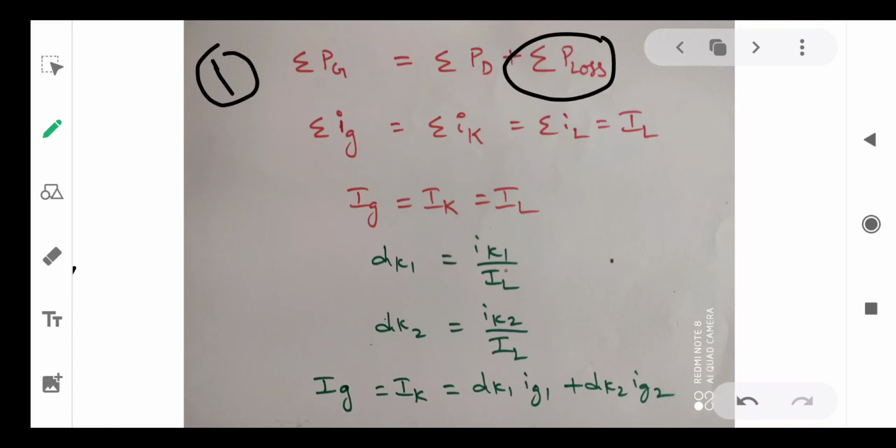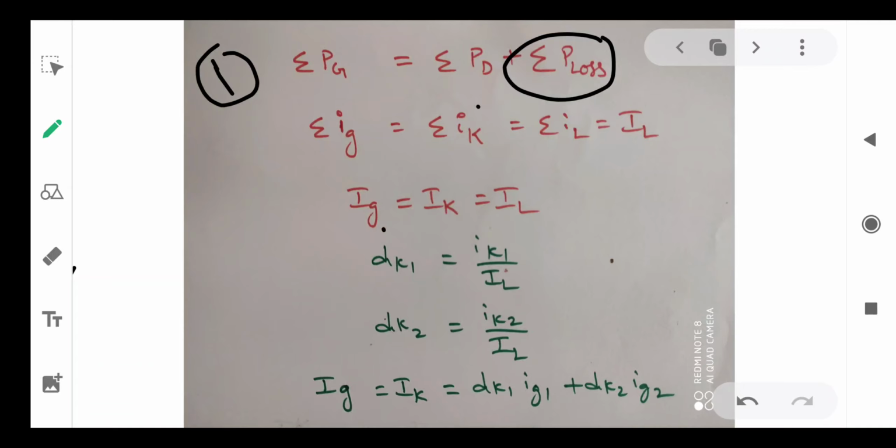Dk1 is the current distribution factor, which is the ratio of Ik1 by IL. Ik1 is the current through transmission line 1, IL is the total load current. So Dk1 is equal to the ratio Ik1 by IL. Similarly Dk2 is equal to Ik2 by IL, where IL is the total load current and Ik2 is the current through transmission line 2.